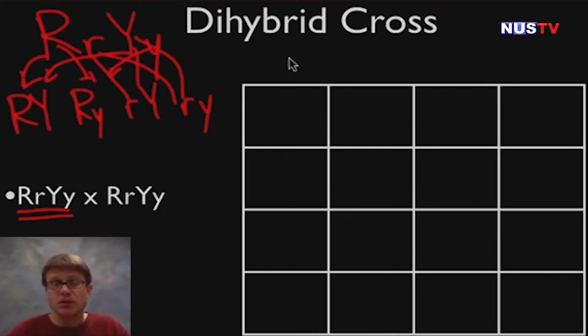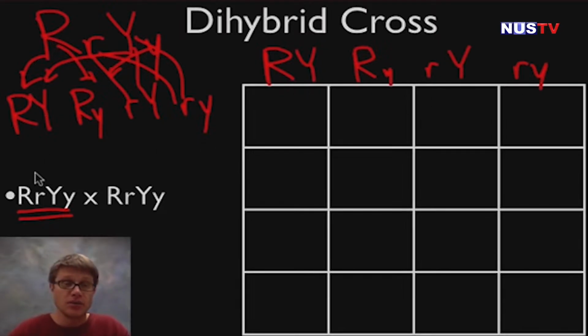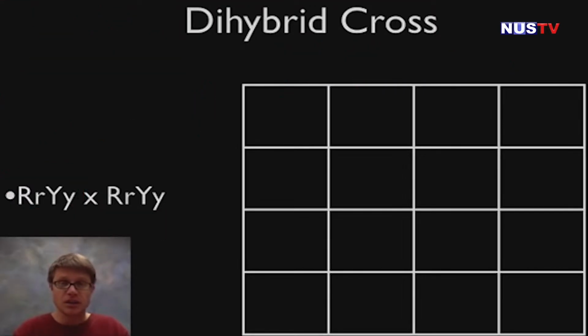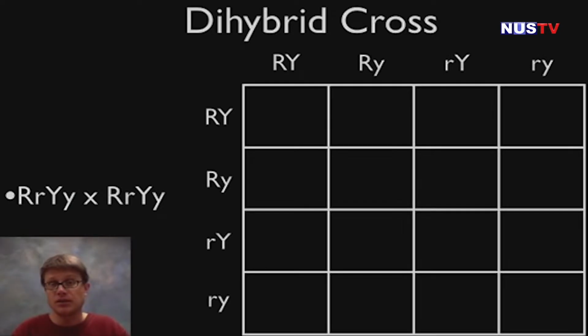And so those 4 are going to go across the top. So we've got big R, big Y, big R, little y, little r, big Y, little r, little y. So those are the 4 gametes that you could produce. In other words, with this parent, you can only get 4 combinations of each of the 2 letters. Same thing down this side, because this other parent is going to be exactly the same. It would take me a long time to write all of those out, so let me throw those in here. So these would be the parents, all the possible gametes you could get.